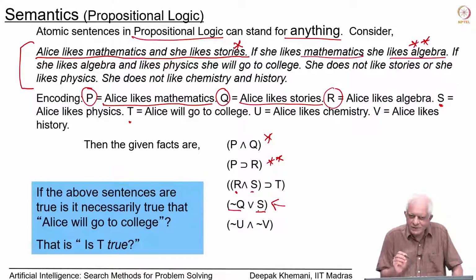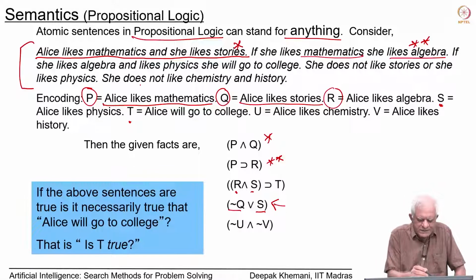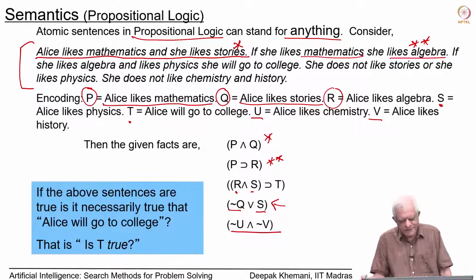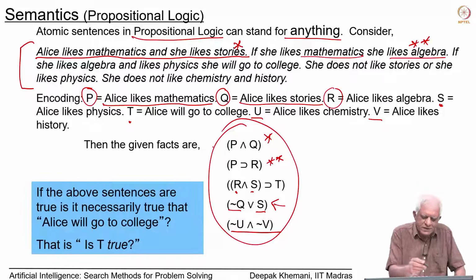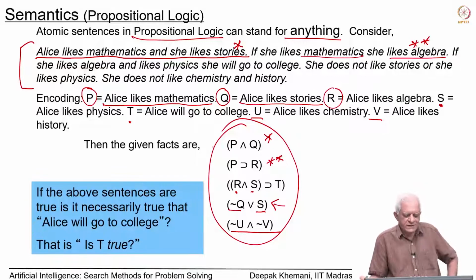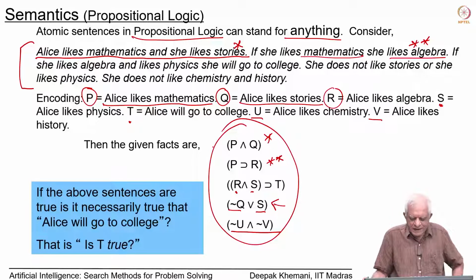Notice that this is not an exclusive OR. It does not mean that only one of them can be true. It means that either one or both can be true. And she does not like chemistry and she does not like history. So, chemistry is U here and history is V here, and we know that she likes neither. So, this is a formalization of the story which is there in the English language above this. And now we are ready to look at a proof process essentially.